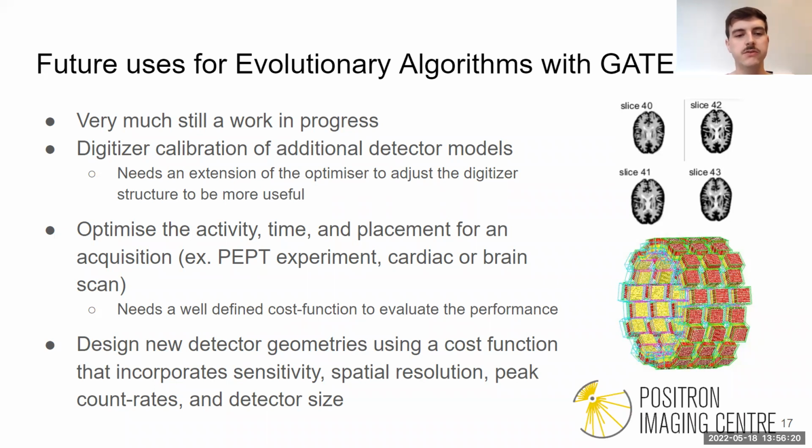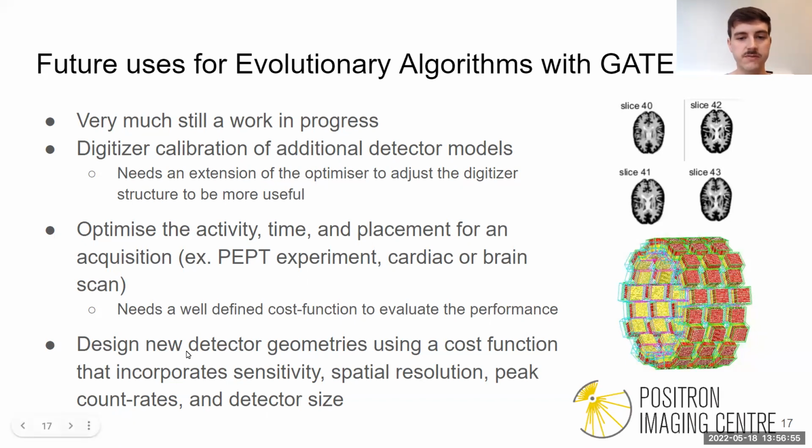Additionally, one thing that you could do in the future is you could begin to optimize parts of your experiment, things like your source activity, the time of your acquisition, and the placement of your source or patient within the field of view. However, you need a very well-defined cost function in order to evaluate the performance of this. Something like image quality is obviously going to improve with time, but you'll need to define some sort of cutoff where you define it's not getting significantly better after a certain point.